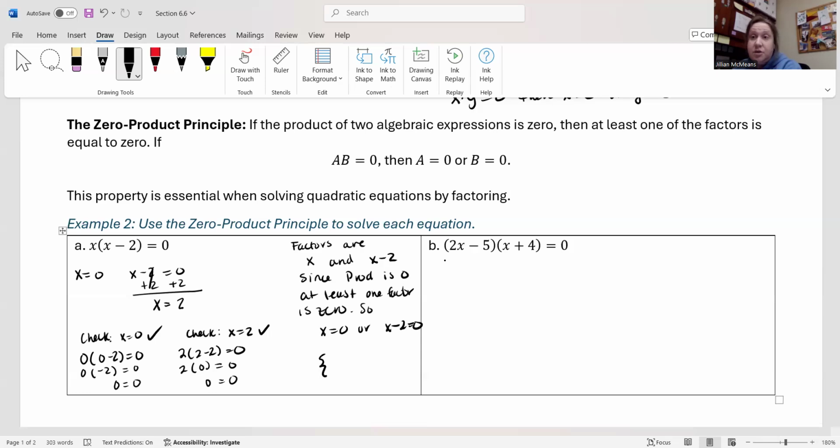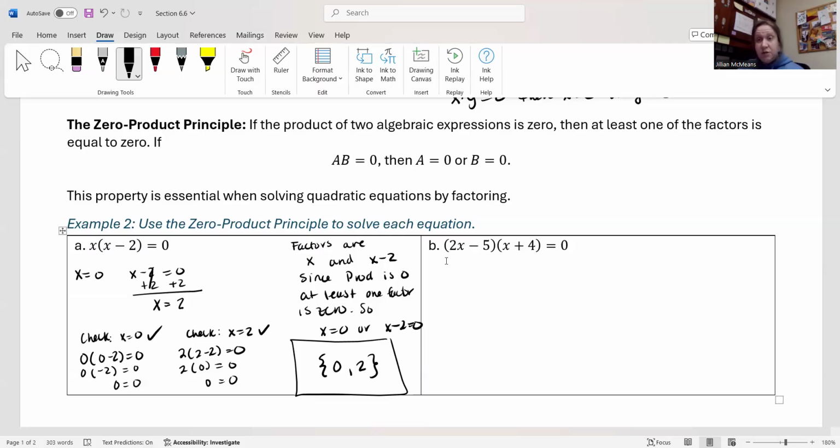And then you just write out your two solutions. Generally, you put them in order from smallest to largest, but I'm not going to get my drawers in a knot about that. But again, good form, you would write 0, comma, 2, and that would be your final answer. Okay, so applying the zero product principle is easy.